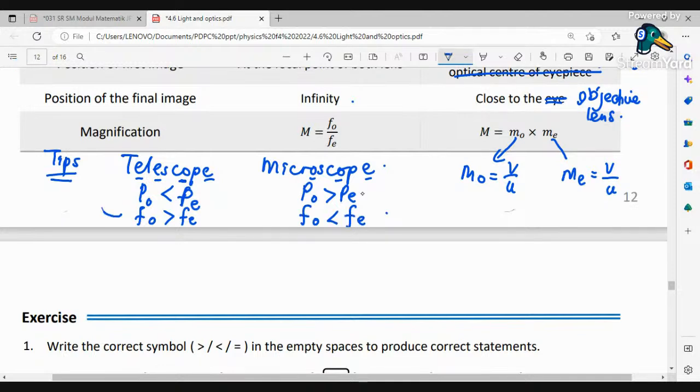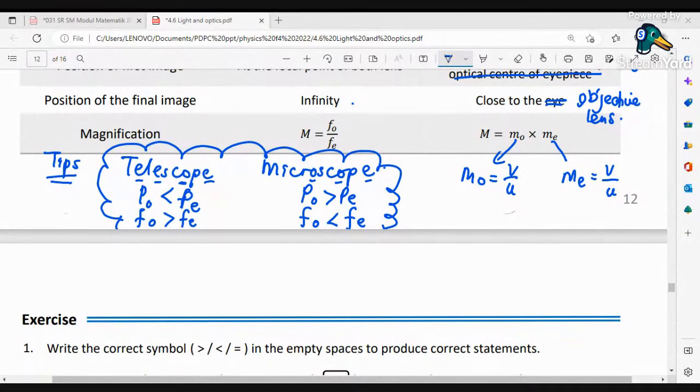Okay, hari ni ada yang bagi cara untuk hafalkan teleskop dengan mikroskop. Tengok bilangan E dengan O. Senang. Teleskop lebih banyak E banding O. Maksudnya PO less than PE. Mikroskop lebih O daripada E. So PO more than PE. Okay. Itu adalah tips yang saya pernah lihat ada orang gunakan. So you all pun boleh guna tips itu.